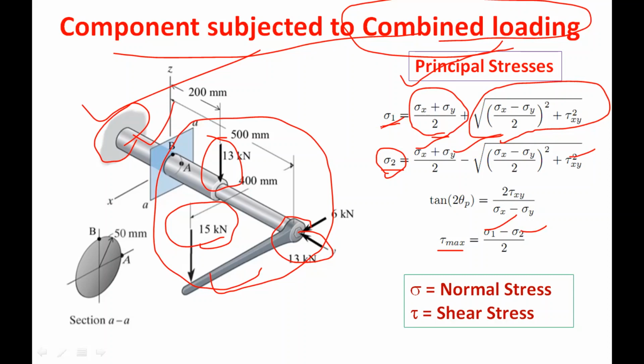If you want to evaluate the principal stresses sigma 1 and sigma 2, we have to know this sigma x and sigma y. What are these sigma x and sigma y? These are called normal stresses, and tau xy is called shear stress. Normally, to define the stress, we use a reference plane. With respect to that plane only, we can define the stress completely. That is why stress is called a tensor.